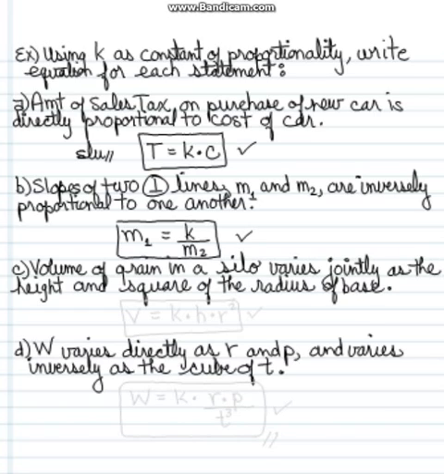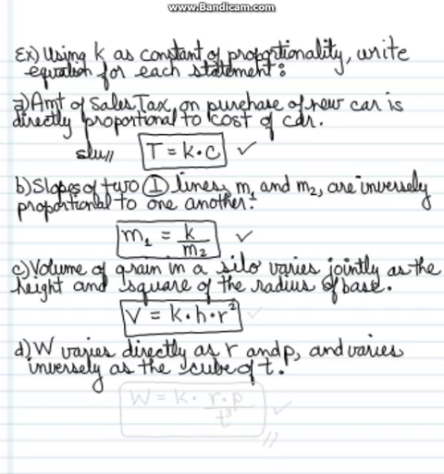Next, we have the volume of grain in a silo that's varying jointly as the height and square of the radius of the base. Jointly just means we're going to multiply those two variables together with a constant K in the front. So it's K times the height H times the square of the radius of the base.